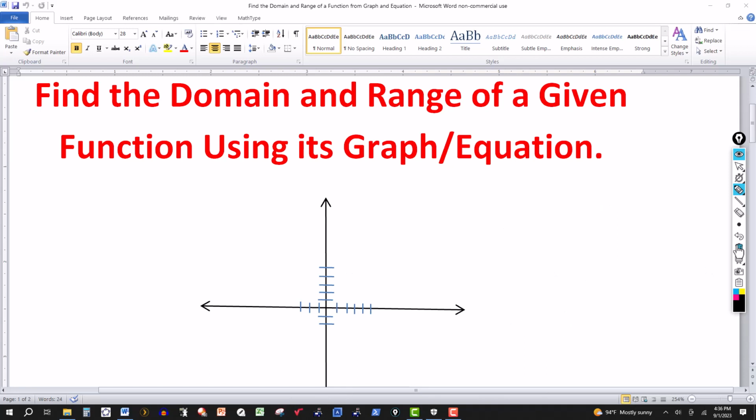So just to review, if you have an equation of a line, and you know the line has a positive or negative slope, the domain and the range are always going to be all real numbers, negative infinity to infinity.